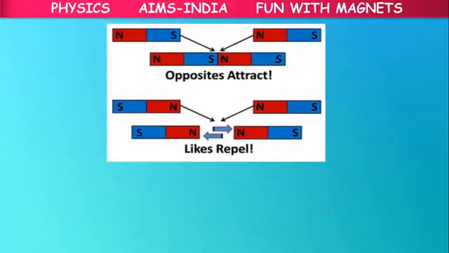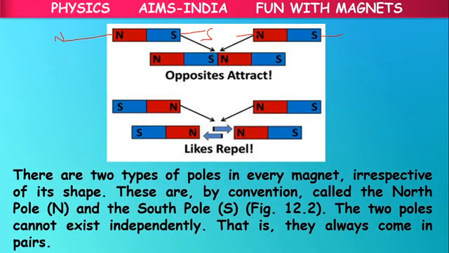So next, this is a bar magnet. Here this end part will act like the North Pole. This end part will act like the South Pole. North Pole, South Pole. Like this, we will have two poles for each and every magnet. Two types of poles in every magnet.